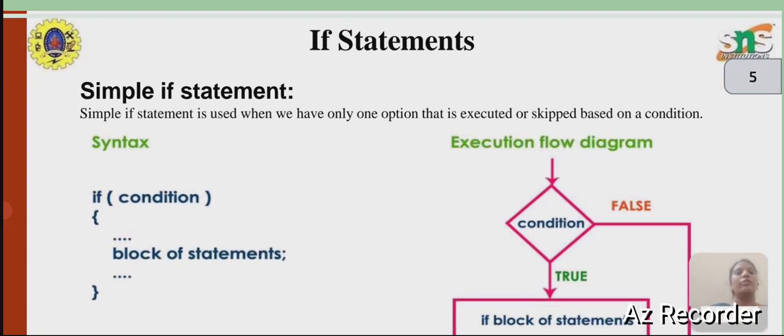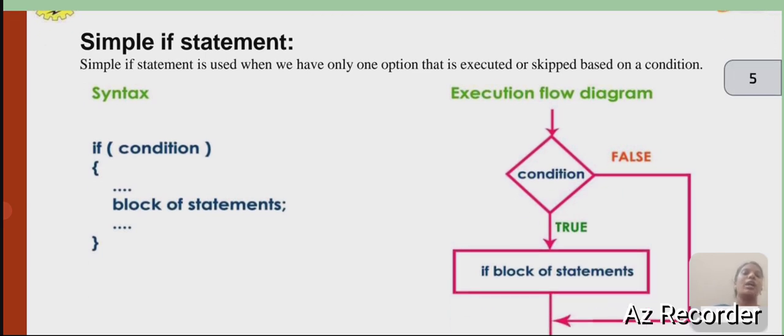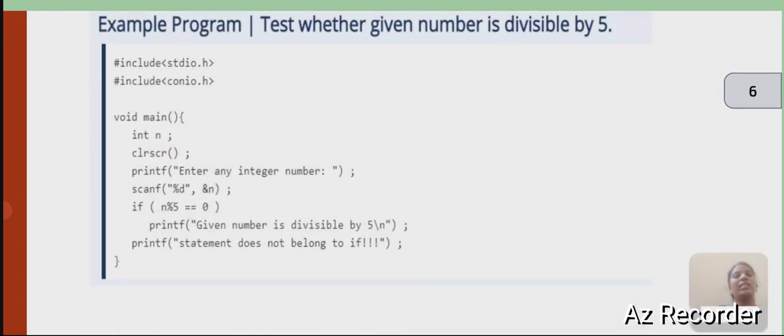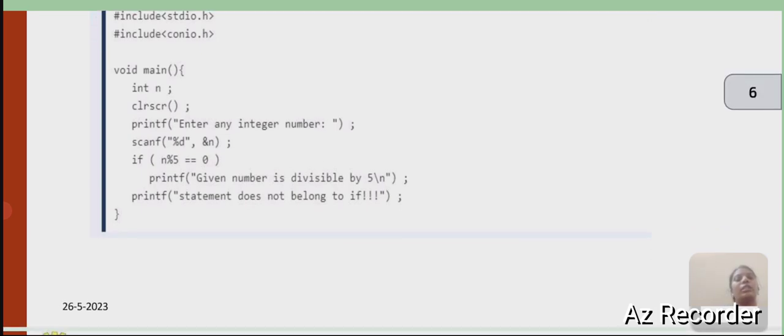First, the if statement. A simple if means if you have a condition and the condition is true, we have to execute a block of statements, otherwise come out. Here we have a simple program. After the main function we declare the data types and variables, int n. With printf we ask to enter the integer number, and with scanf we get that number.